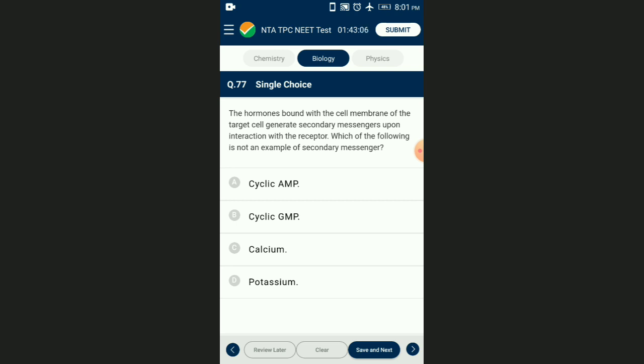cAMP, cGMP, calcium, inositol triphosphate, DAG, etc. So the answer for this question is option D, potassium. Potassium is not an example of secondary messenger.